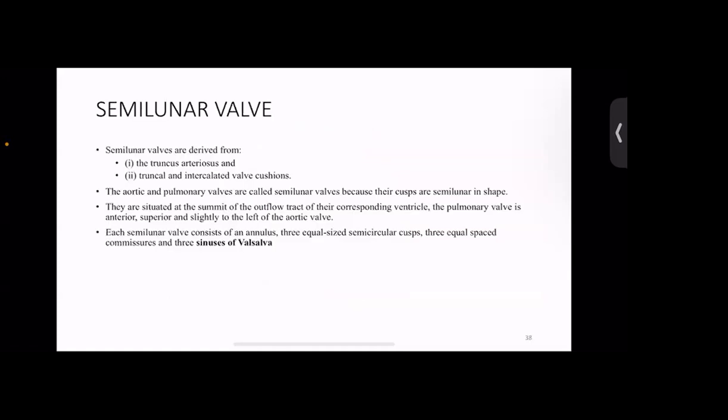Okay, then the semilunar valves. The semilunar valves are derived from the truncus arteriosus and the truncal and the intercalated valve cushions. Sorry, I think the embryologic development of the heart should have come first so that we can understand where all of this arises from. But I had already explained the endocardial tubes and how they are divided. So the topmost part is the truncus arteriosus, and that forms part of the semilunar valves. So the truncus arteriosus and the truncal and intercalated valve cushions make up the semilunar valves.